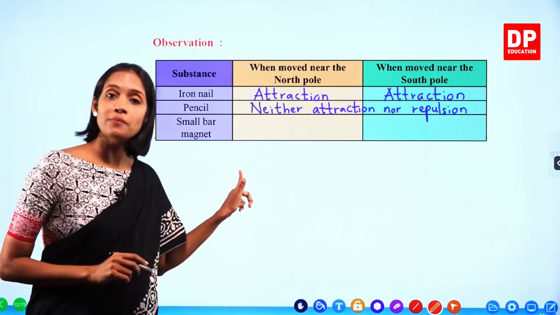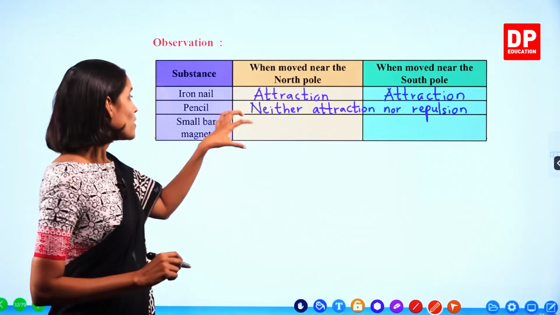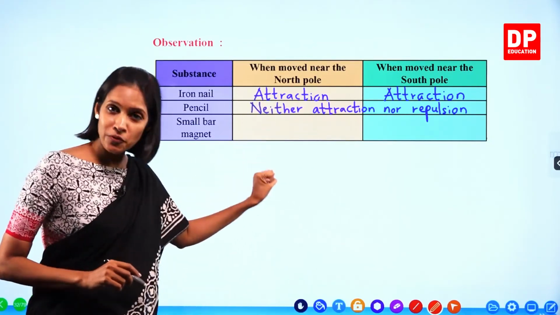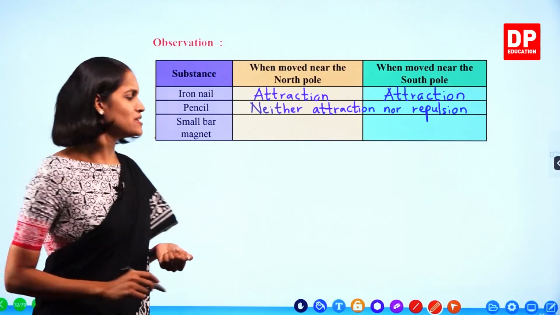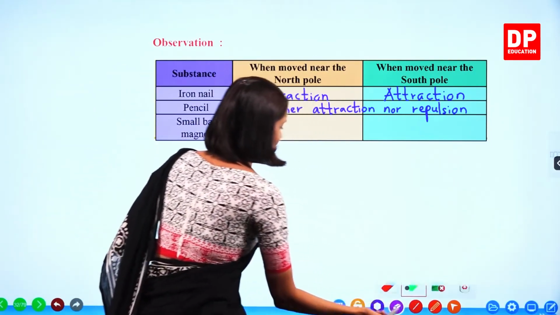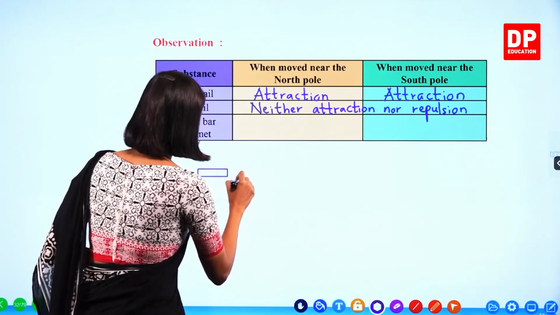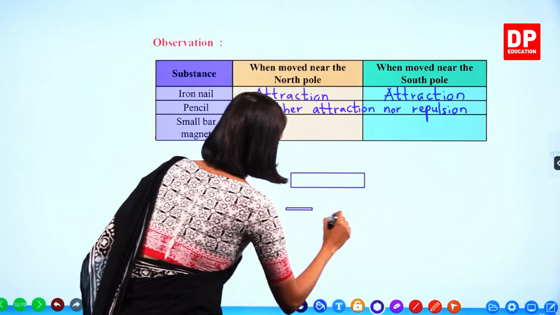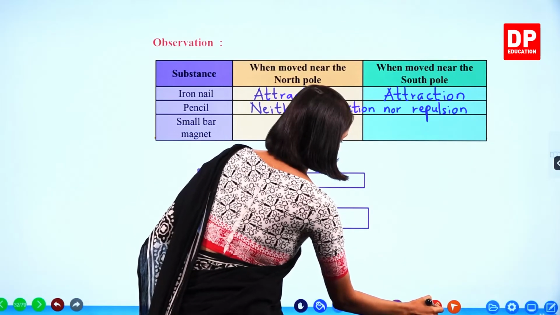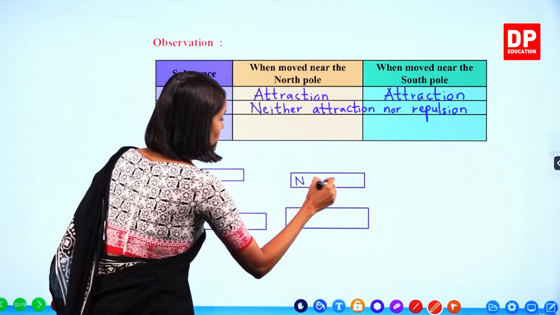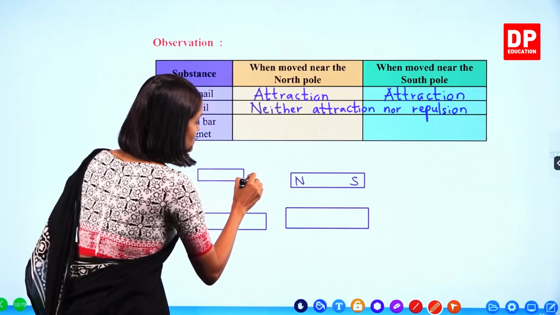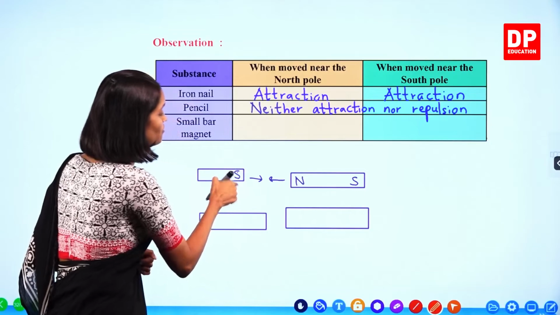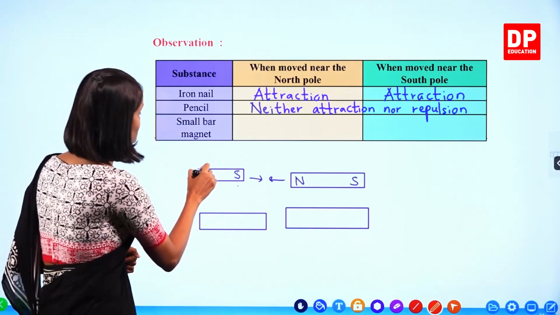What about the small bar magnet, the unmarked bar magnet? When we brought one pole of the marked magnet, it attracts. When we brought the other pole, what happened? It repelled. Why does this happen, children? I hope this is very clear now. Let's take that when we take the unmarked bar magnet, let's say that when we bring the north pole, if they get attracted, we can come to a conclusion that this should be the south pole of the unmarked magnet, and this becomes the north pole.